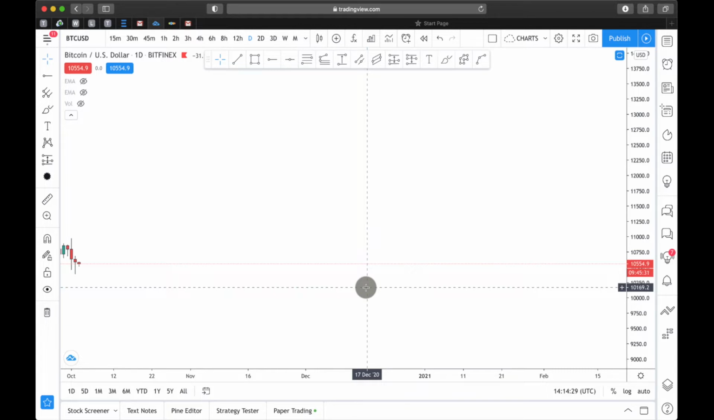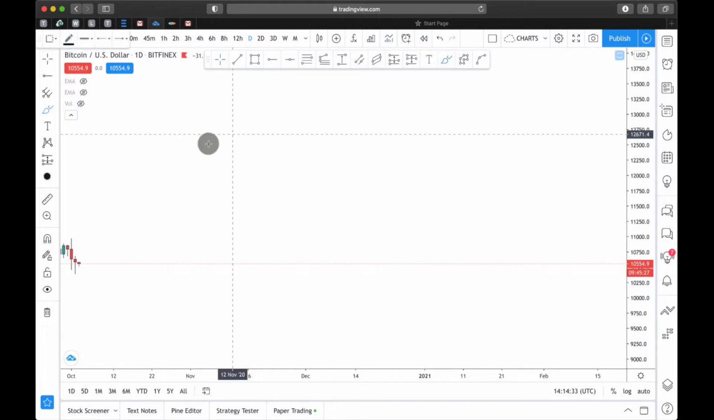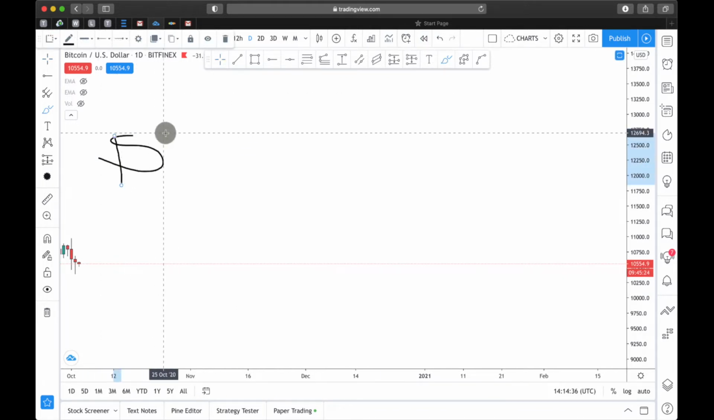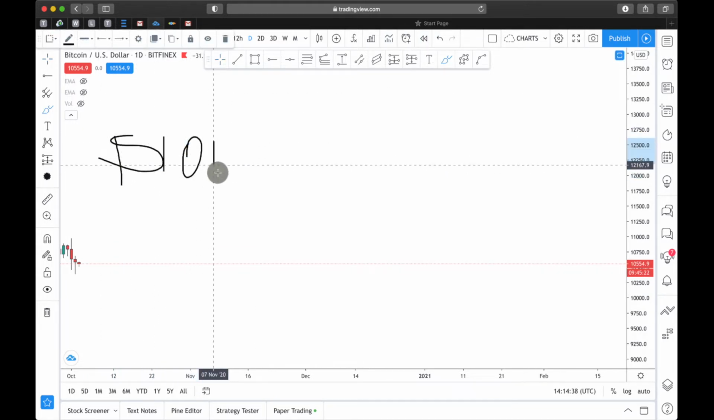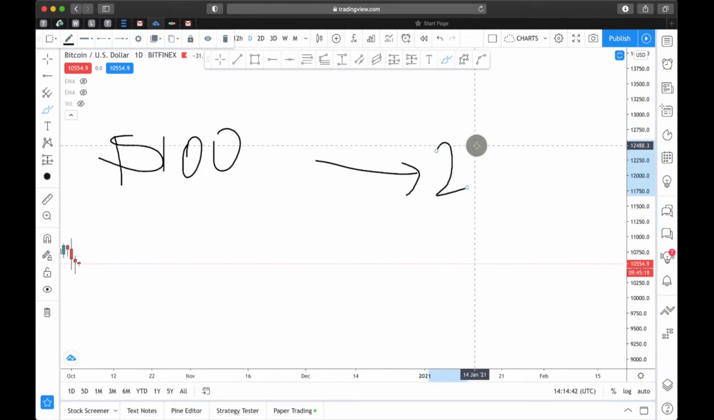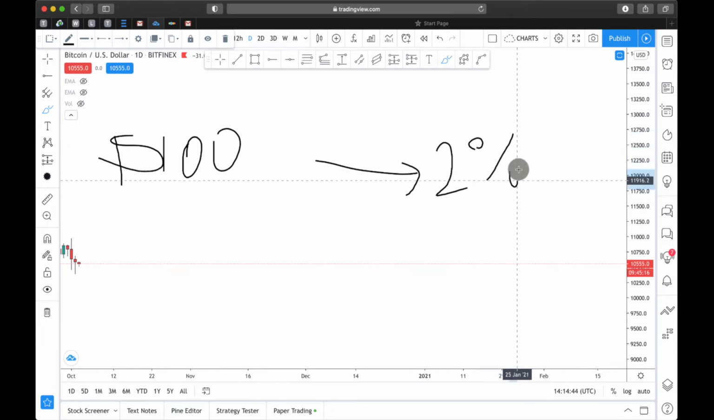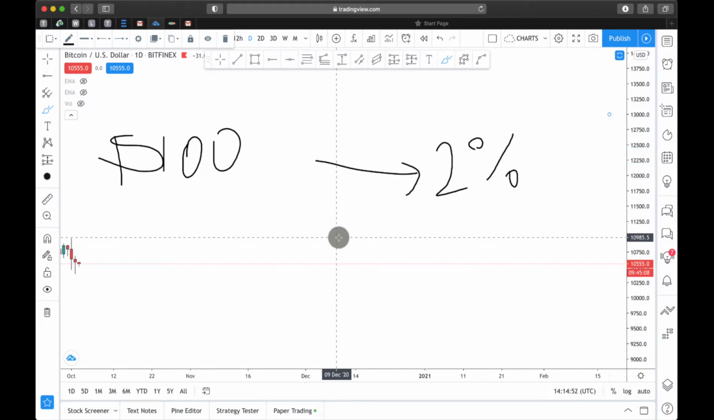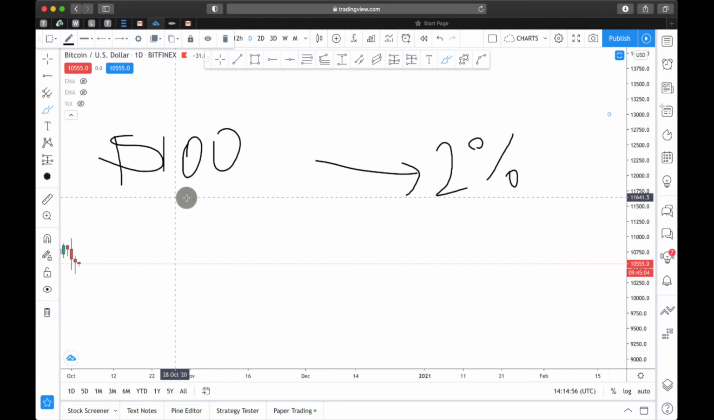Let's say I'm risking 2% of my account and I have $100 in my account, right? So I have $100 and I'm risking how much? I'm risking 2%, and 2% is $2, right? So every trade that I'm going to be taking, I must not lose more than 2% of my total capital, which is $100. So I must not lose more than $2. So that is risk per trade. That's what risk per trade means.